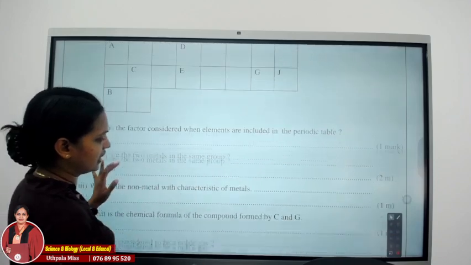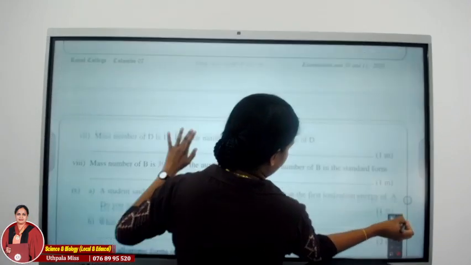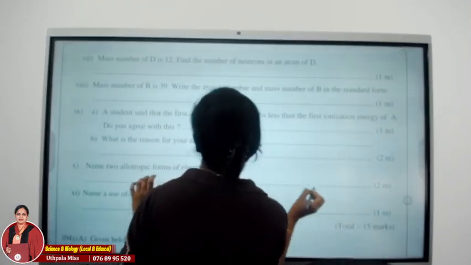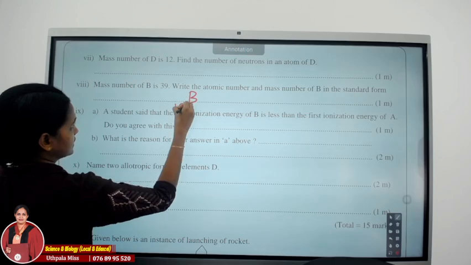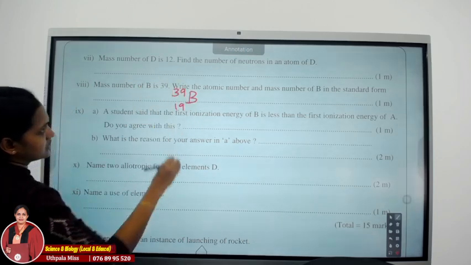Therefore, how do you write it in the standard form? Atomic number 19, mass number 39. Therefore, you have to write it as 19 and 39 like this. B.